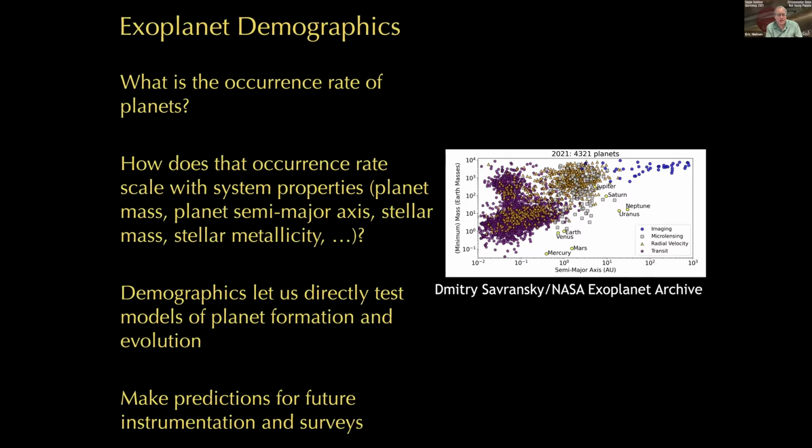I usually think about it as 2 related questions. One, what's the occurrence rate of planets, by which I mean, how many planets per star, and how that occurrence rate changes with properties of the system, whether that's properties of the planet or properties of the star. Are there more high mass planets or low mass planets? Are there more close-in planets or wide separation planets? So with demographics, we can directly test these models of planet formation as well as evolution, models of migration as well. And also predictions for future instrumentation and surveys. How do you build your future telescopes? How do you build your future instruments? Where are the planets going to be that you're going to go and try and study?